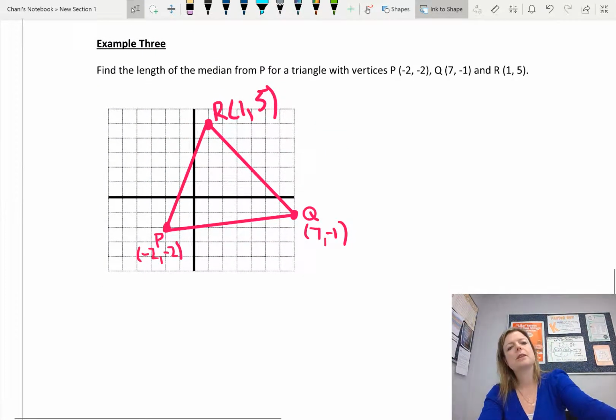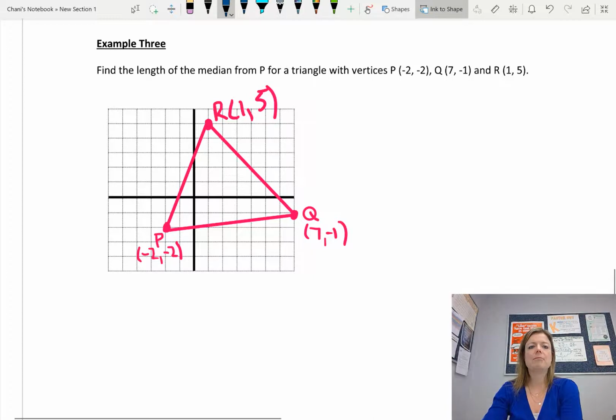Okay, last question. This question requires you to take your knowledge you learned last video about what a median is, together with our new knowledge from today, which is finding the distance between 2 points. So it wants you to find the length of a median from P. The first thing I did was draw the triangle. So take a moment to do that now and label your points. If the median is from P, that means it goes to RQ. So we need to find the midpoint of RQ in order to properly draw this median.